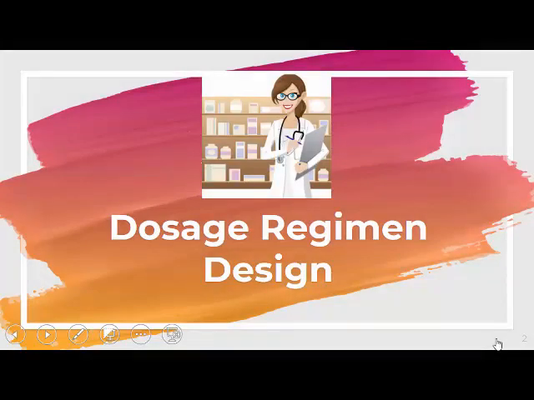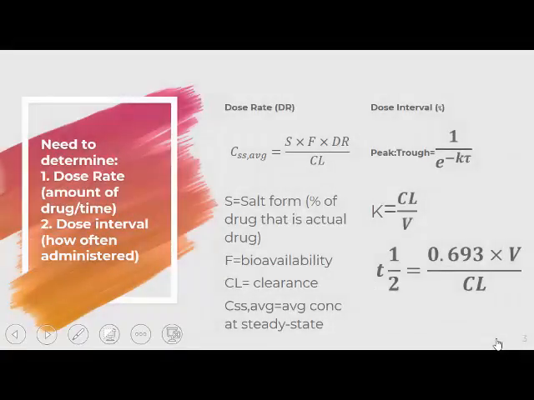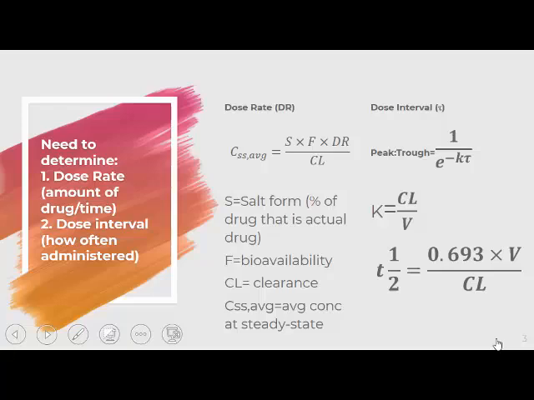If you'll remember back in the beginning, I told you we're trying to figure out the best dosage regimen design we can come up with for our patients to make sure that they are both safe and effective with the doses that we're giving on an individual basis. So to do this, we need to figure out our dose rate and our dose interval.